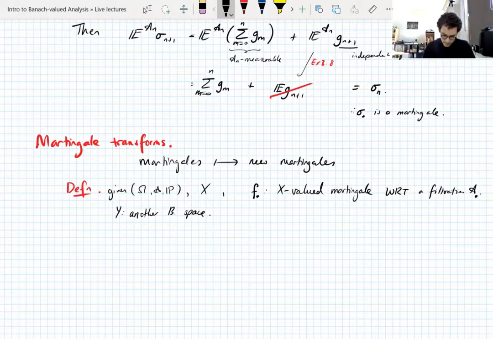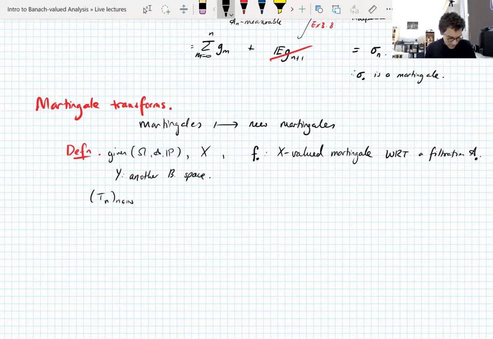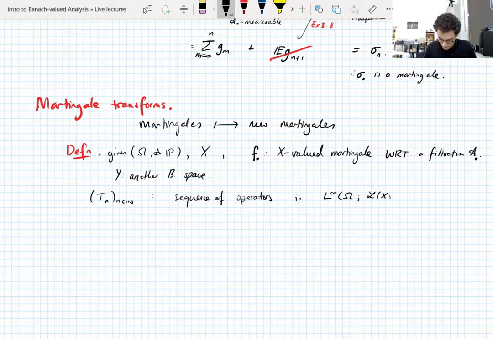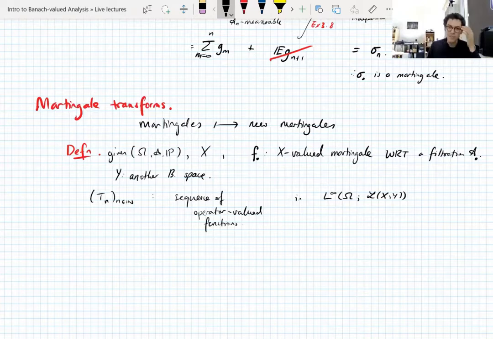We're given a sequence. I could have written this as T bullet. A sequence of operators. And these are all assumed to be in L infinity on this probability space, valued in the space of linear operators from X to Y. So not a sequence of operators, sorry, it's a sequence of operator valued functions. Or if you want to be really probabilistic, it's a sequence of operator valued random variables. So it's an operator valued stochastic process. Yeah, I'll write that. That's probably the natural way to think about it.